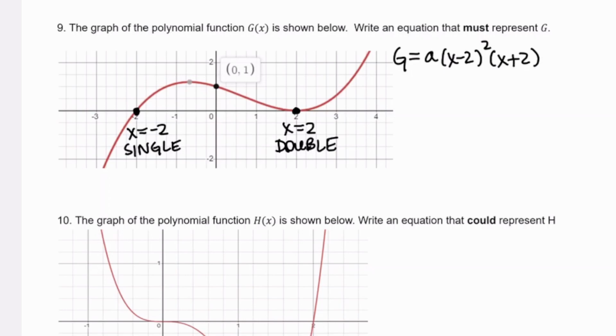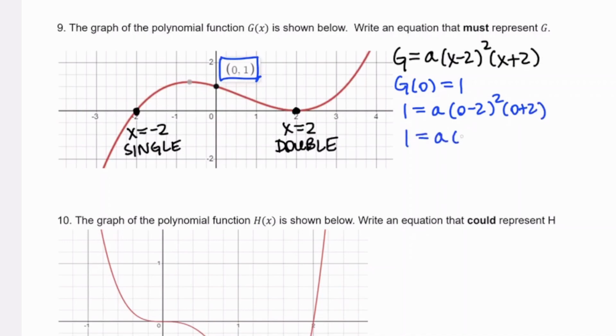And then we're going to use the data we were given. 0, 1 is on the graph, so that means that g of 0 equals 1. So 1 equals some number a times 0 minus 2 squared times 0 plus 2. That's where 1 equals a times positive 4 times 2. So 1 equals 8 times a, so a is 1/8.